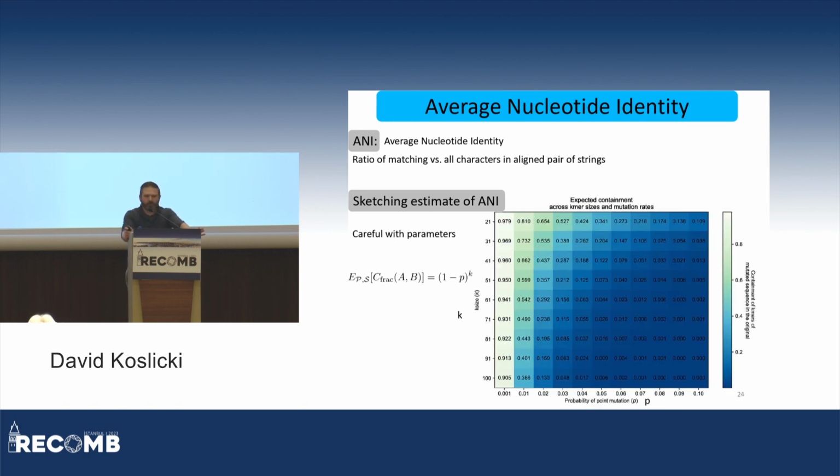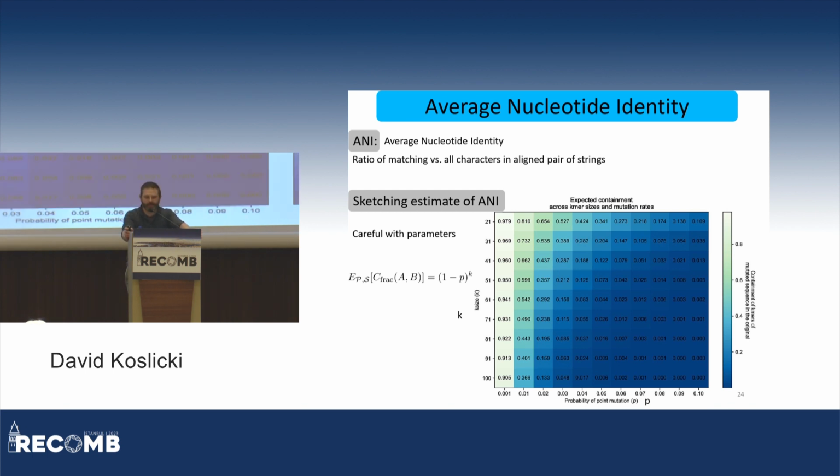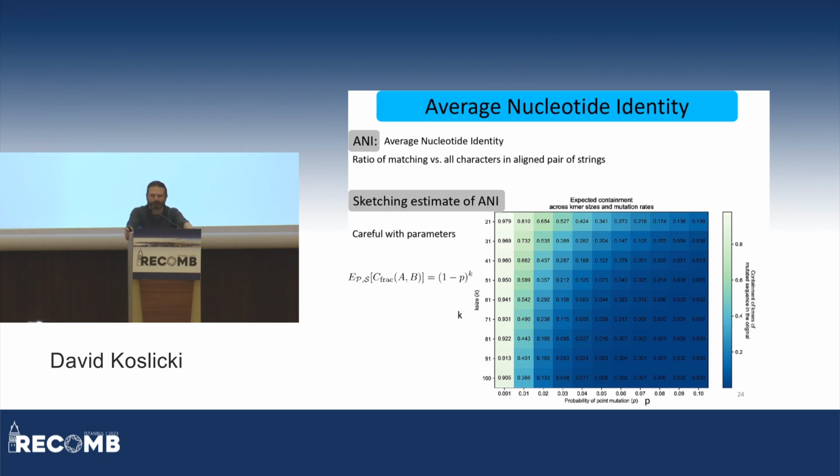We can also, with this theory, let users know to be careful with the parameter settings. Right here, I have a heat map of both the k-mer size and the probability of mutation. The darker it gets, the smaller our containment value gets. The moral of this story is if you're trying to reach very far evolutionary distances, you better be using a small k value. Because as your k value gets bigger, your containment index is going to go to 0, and there's no luck in trying to estimate that.